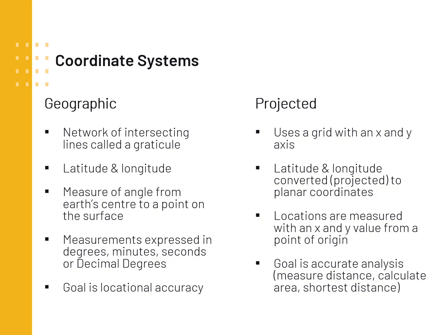Projected coordinate systems, on the other hand, use an X and a Y axis. Latitude and longitude are converted or projected to planar coordinates. Locations are measured with an X and a Y value from a point of origin in a given unit, typically meters, sometimes feet. The goal is locational analysis: to measure distance, calculate area, maybe calculate the shortest distance, for example.